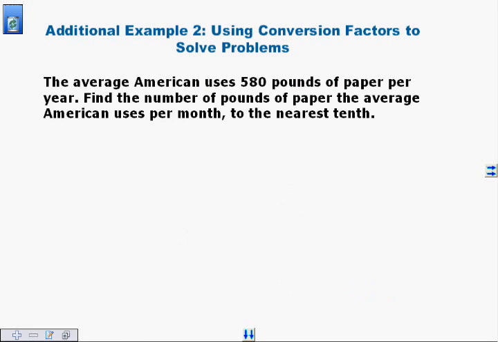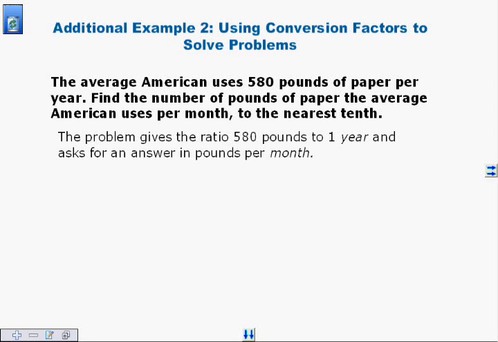Okay, finding conversion factors, which we just did, and using conversion factors is a little different. So let's practice using conversion factors. The average American uses 580 pounds of paper per year. Find the number of pounds of paper the average American uses per month to the nearest tenth. So first we need to know that the problem gives the ratio 580 pounds to 1 year and asks for an answer in pounds per month.